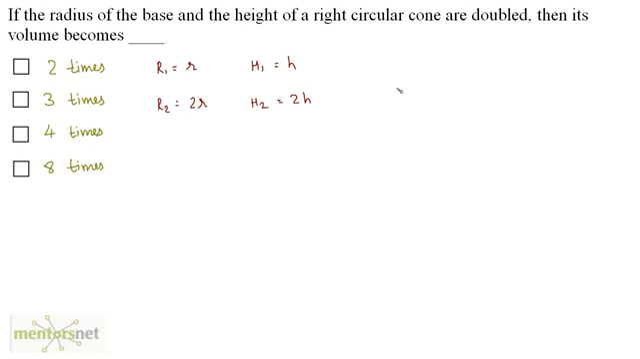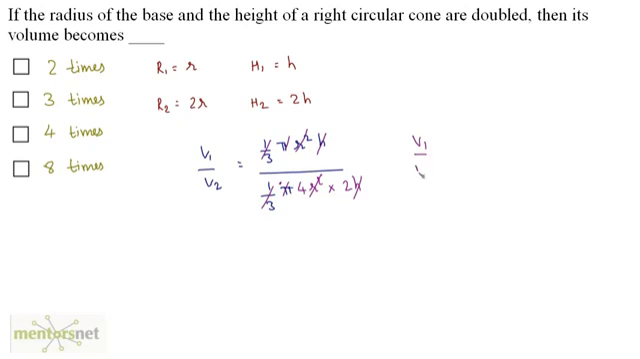Now let us take the ratio of the volumes. So I can say V1 by V2 is equal to 1 by 3 pi R1 square H1. Now let's put the values of R1 and H1. So this will become R square H upon V2. Well, it is 1 by 3 pi times R2 square, so this will be 2R square, that's 4R square, times 2H for V2. So we can cancel out R square, this H and this H, this 1/3 and this 1/3 and this pi as well. So V1 by V2 is equal to 1 by 4 times 2, which is 8. So V2 is equal to 8 times V1. So the later volume, that means the volume afterwards, is equal to 8 times the initial volume. So option D is the correct answer.